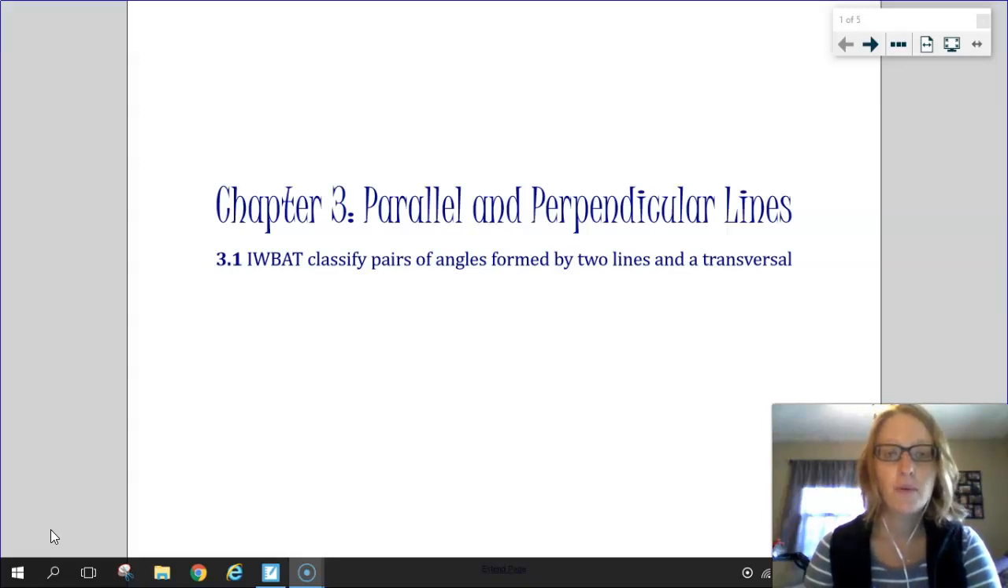So for 3.1, our learning target is I will be able to classify pairs of angles formed by two lines and a transversal. So make sure you have the chapter title and then the title of today's lesson, 3.1, before moving on to the next slide.